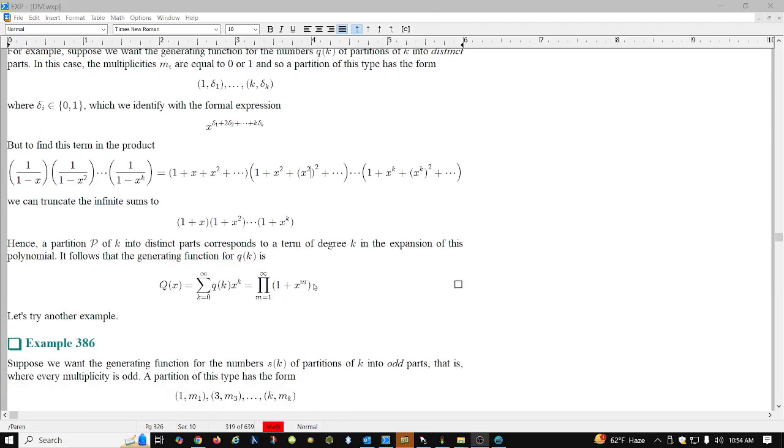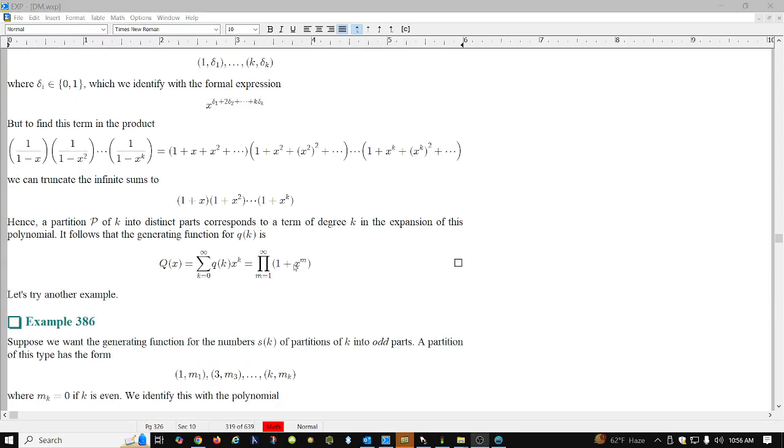So a partition of k into distinct parts corresponds to a term of degree k in the expansion of this polynomial. And so the generating function is this product. I'll come back to this in a minute. We have more to say here about this.